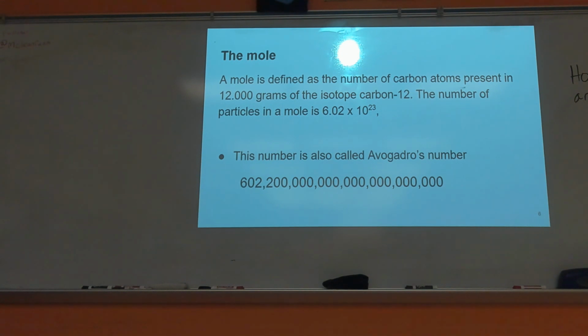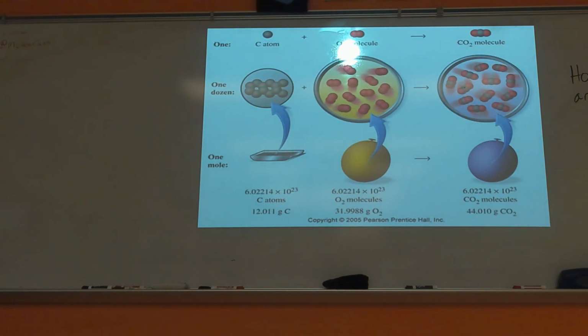All right. So this is what I'm talking about. So if you look here, this one. So here would be 1 carbon atom. Here would be a dozen carbon atoms. Remember, I said a dozen is 12. Now you're like, but what does a mole of carbon atoms look like? This would be a mole.